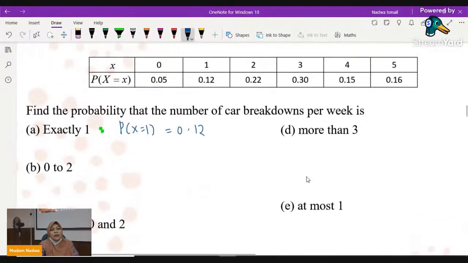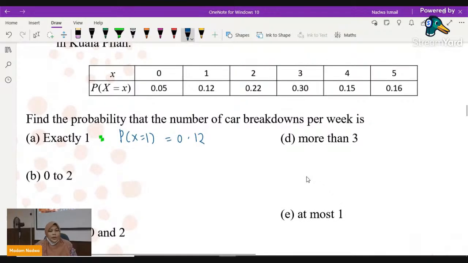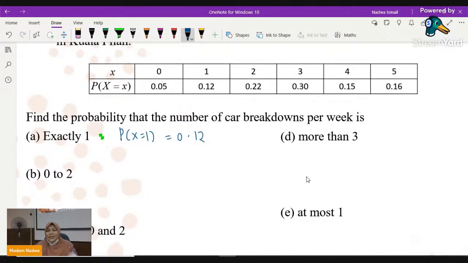Okay, question B asks from 0 to 2. Does it include 0 and 2? The answer is yes, unless they say 0 to 2 not included. Like if they say from 2 to 5, do you count 2? Yes. 2, 3, 4, 5. So it is inclusive. So it is very important for us to know what the question actually asks. So it includes 0 and 2. So it is probability X equals to 0 plus probability X equals to 1 plus probability X equals to 2, and you calculate the answer.